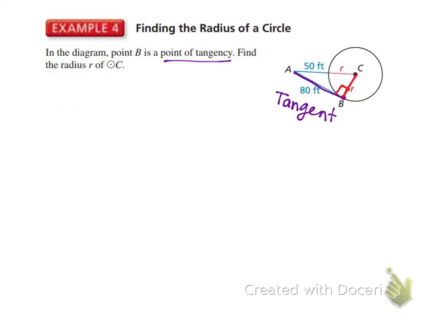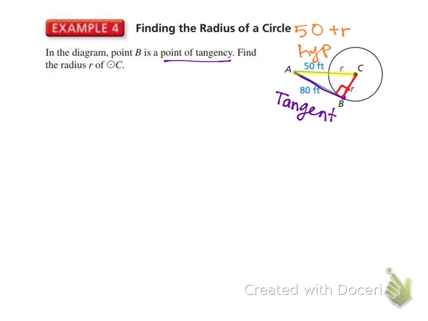which means which of these sides is the hypotenuse? 50. Almost. 50 plus r. It's both. Not quite. 50 plus r. AC if you want to call it. Either way, that's the hypotenuse. If you want to label it as the hypotenuse, you can. It's the hypotenuse, and it is officially 50 plus r.